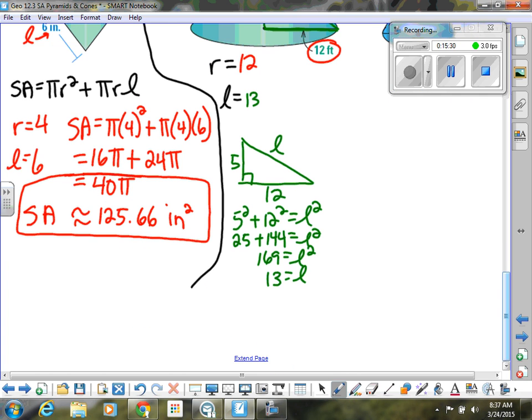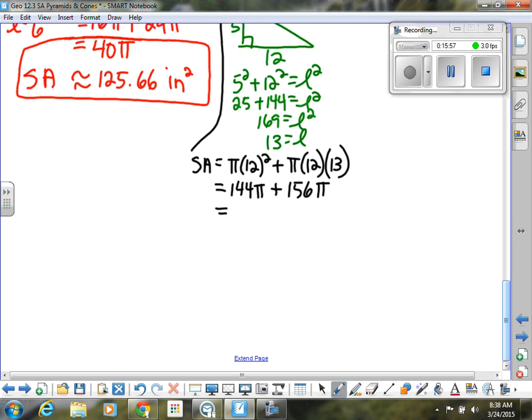I'm going to scoot down and do that. So I'm going to have surface area equals pi times radius squared, so that's 12 squared, plus pi times my radius, which is 12, times my slant height, which is 13. So I'm going to square the 12, that's 144 pi. I'm going to multiply 12 and 13 together, that gives me 156 pi. I'm going to add those together, that gives me 300 pi. So that's my exact answer. And then the estimated answer, if I were to plug that into the calculator, that would be 942.48 feet squared.